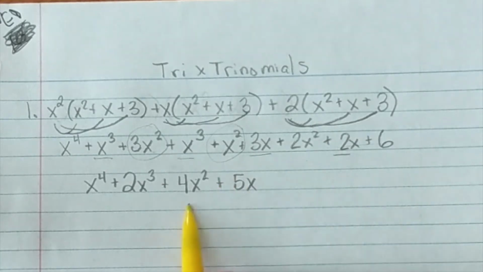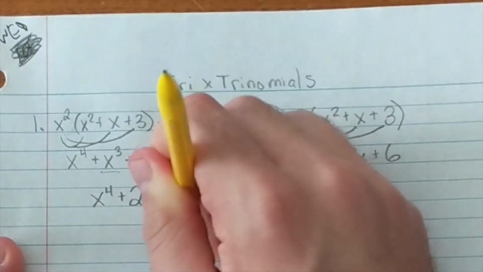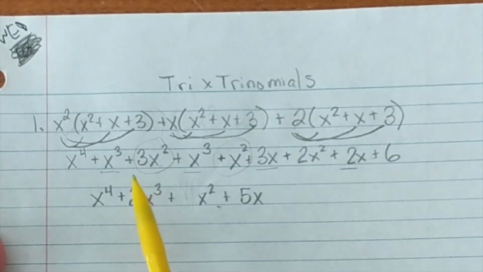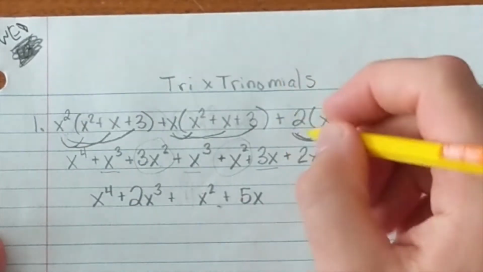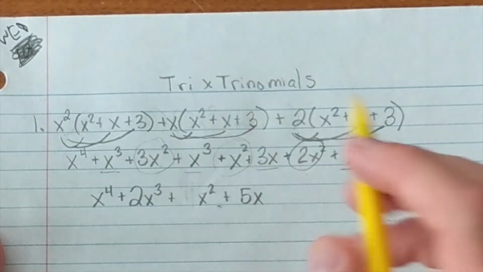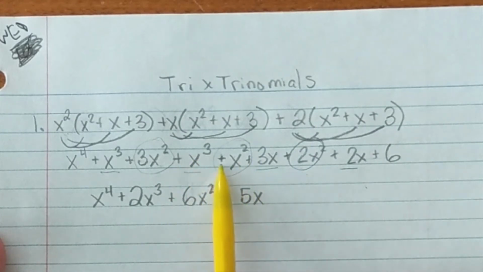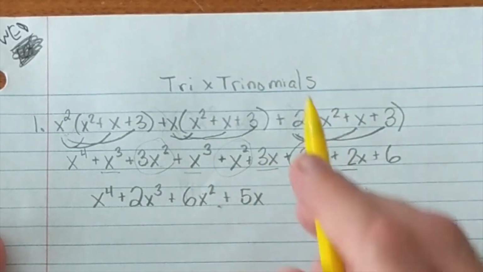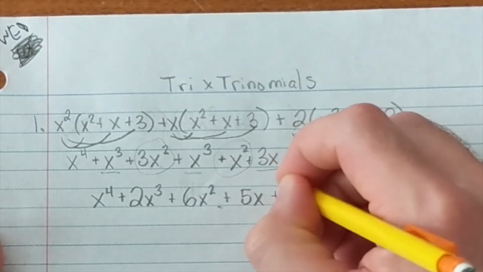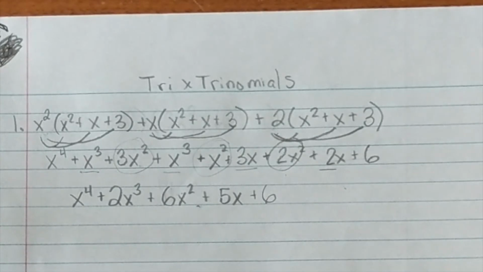If we slow down, I missed one of our x squared terms. So I'm going to erase this and go back. We have 3x squared, 1x squared, and 2x squared. So 2 plus 1 plus 3 should give us 6x squareds. Then we have our x's. We have 3x plus 2x, which is 5x, and then finally we have plus 6. Sorry if I confused you there, but here's our final answer: x to the fourth power plus 2x to the third plus 6x squared plus 5x plus 6.